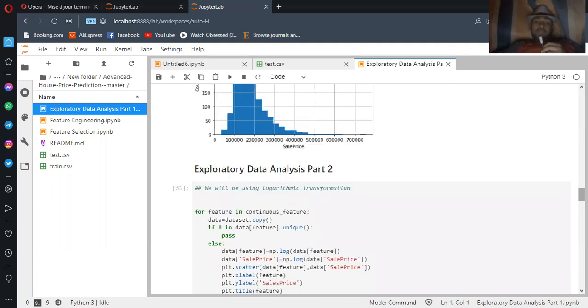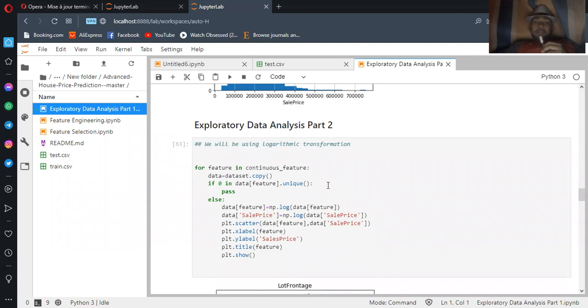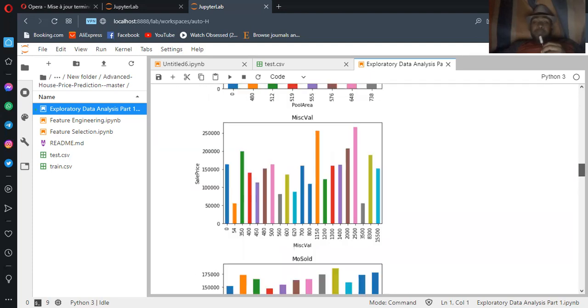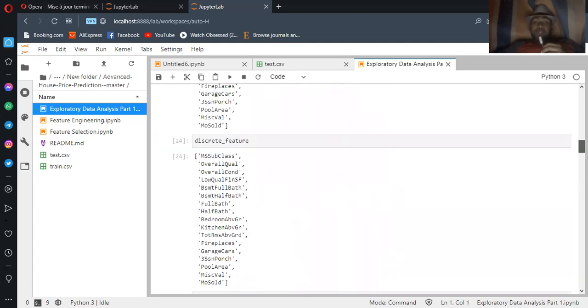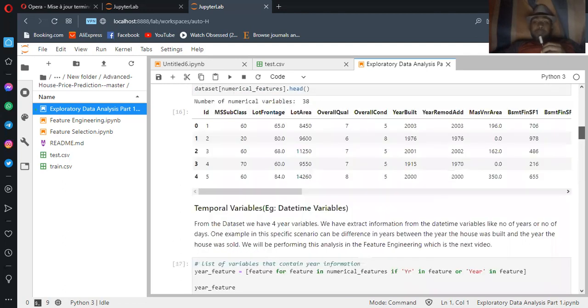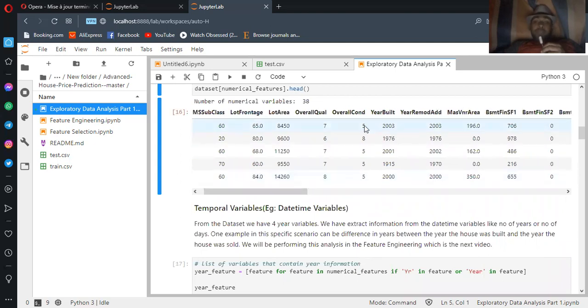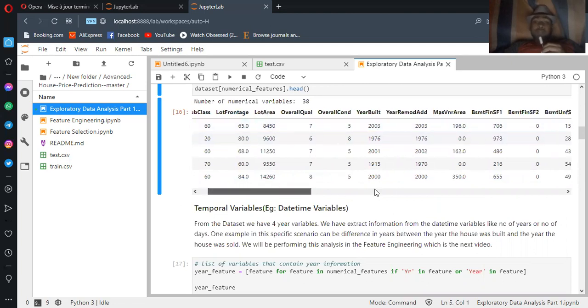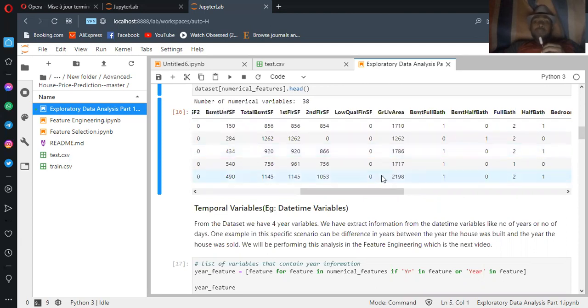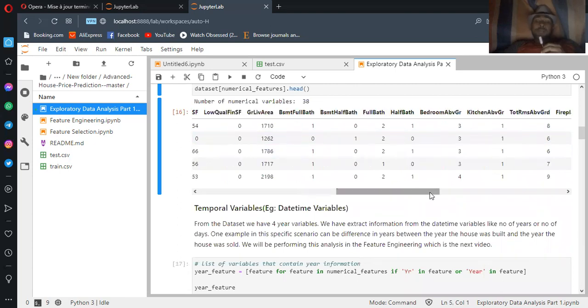If we go to exploratory data analysis part 2, we need to make some transformation using a logarithmic transformation. Why? Because we have huge numbers. So if we look in here, I will show you this data first. For example, we have the year built, between 1872 and 2003. Big numbers. Also for the price. Why do we need to make this transformation? Because we have big numbers and small numbers.